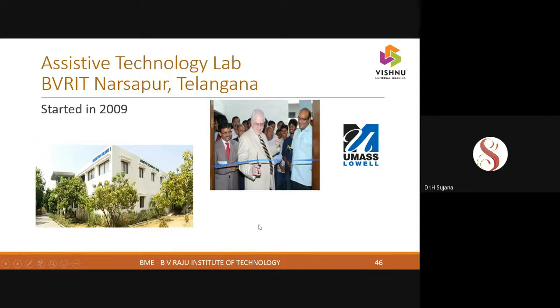In this lab, we take undergraduate students from different disciplines. We have 9 disciplines in our college. We select students from second year, about 50 to 60 students per batch. We train them in the skills that are required to work on differently abled projects. Then we form groups, and we also have a little collaboration with the blind school in Narsapur, a special education school and a few rehabilitation centers. The students go there, identify the problem, and work on developing the prototypes.